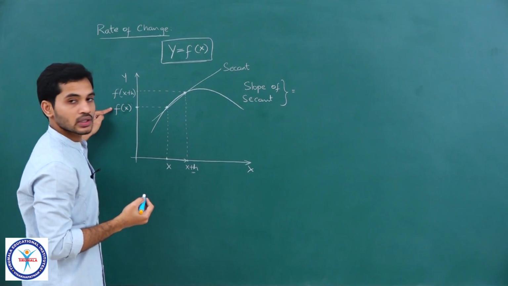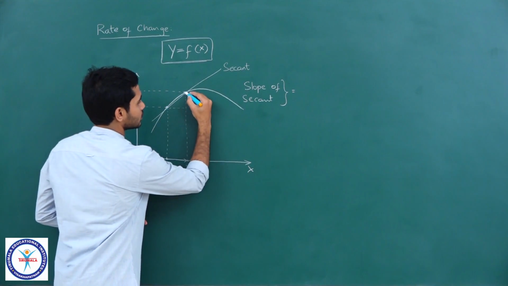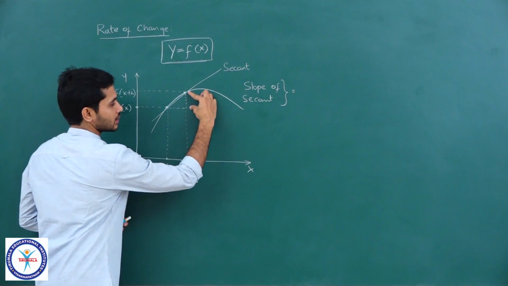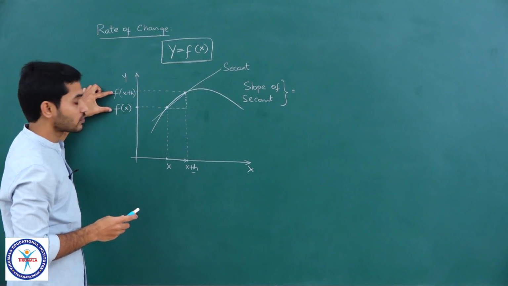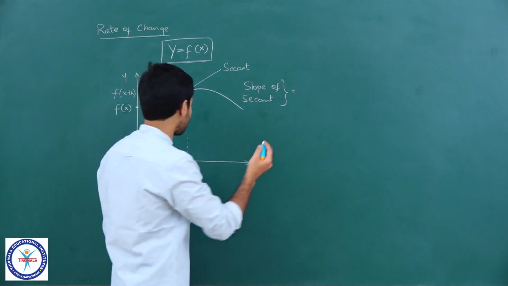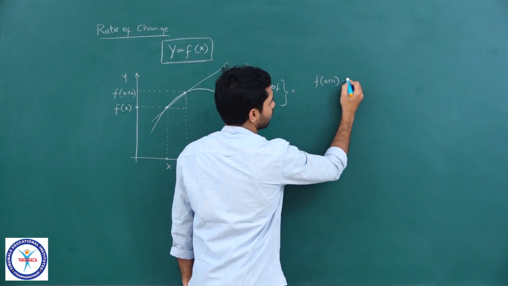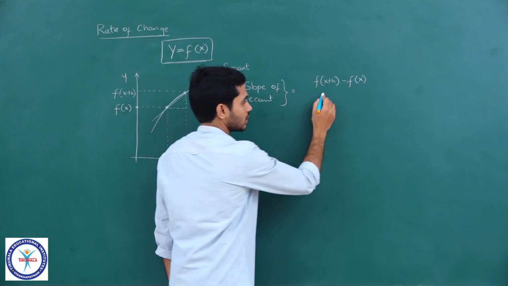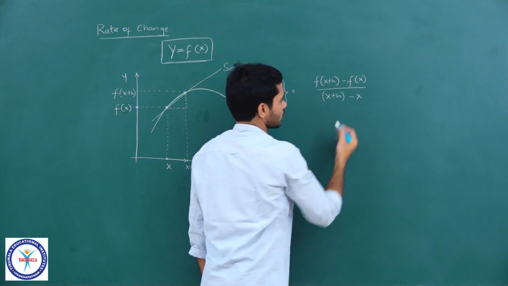If I write the slope of the secant, what do I get? y2 minus y1 divided by x2 minus x1, or in simple terms, this vertical length divided by this horizontal length, correct, opposite by adjacent. This length will be y2 minus y1, the difference of these two parameters, and this length will be the difference of these two parameters. So, I would get f of x plus h minus f of x, that is y2 minus y1, divided by x2 minus x1, correct.